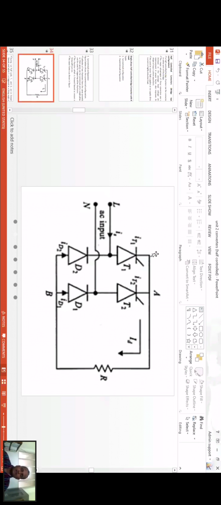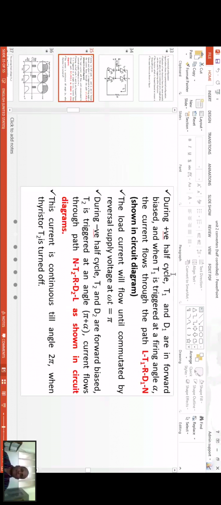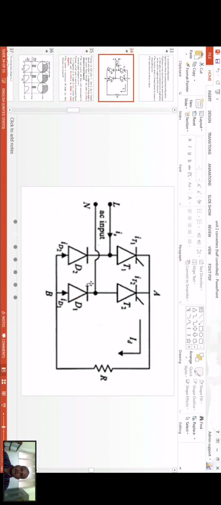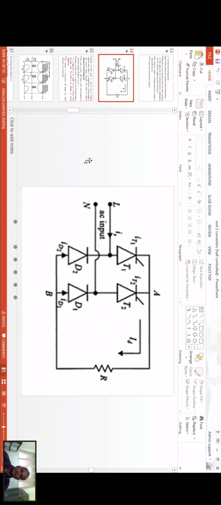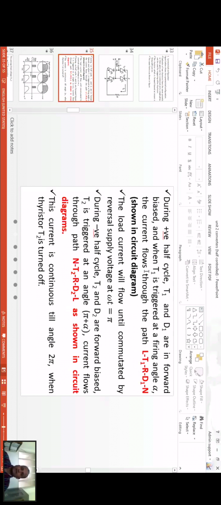This is the symmetrical configuration, where you have two thyristors, T1 and T2, whose cathodes are connected together, and two diodes, D1 and D2. During the positive half cycle, T1 and D1 will conduct. When T1 is triggered at the firing angle alpha, the current will flow through this path.